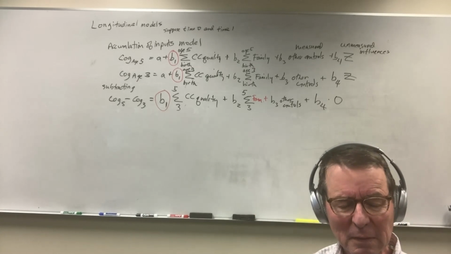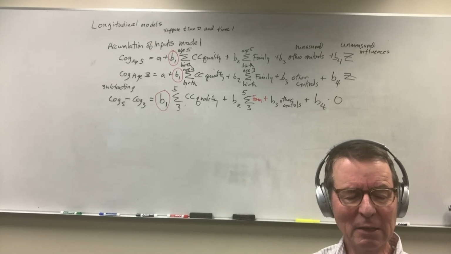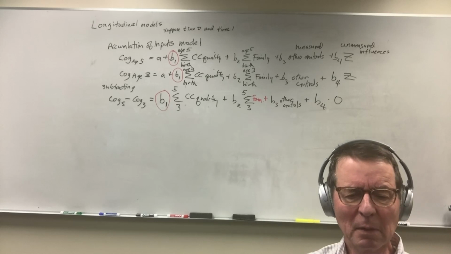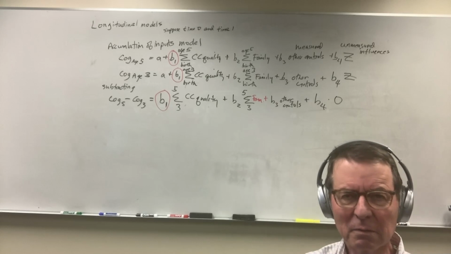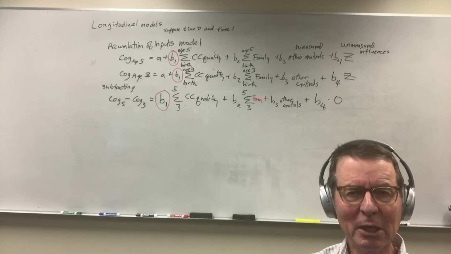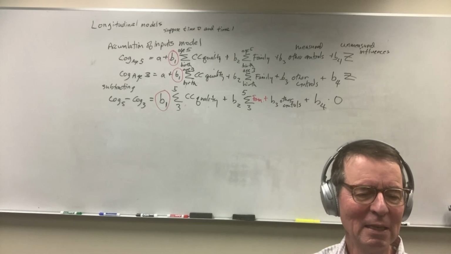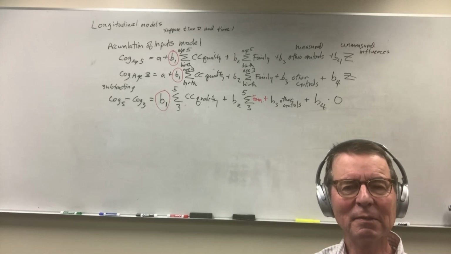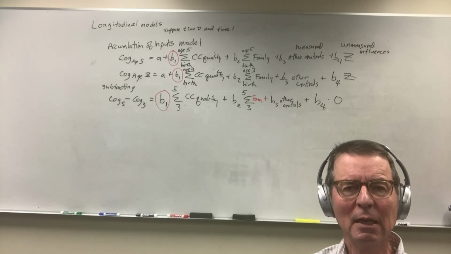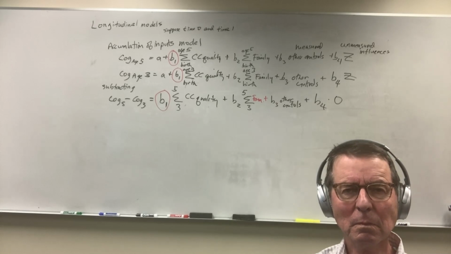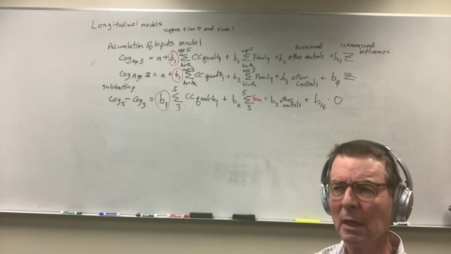When you stick the lagged dependent variable on the right-hand side and it gets some coefficient, I don't know, it doesn't have a direct interpretation to either an accumulation of inputs model or an instantaneous change model. Maybe there's some other model that it does correspond to, but I haven't seen any.